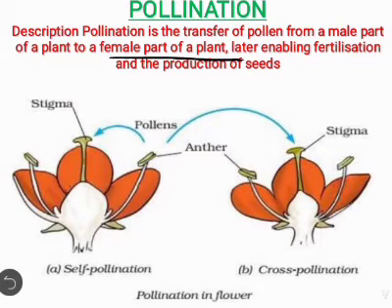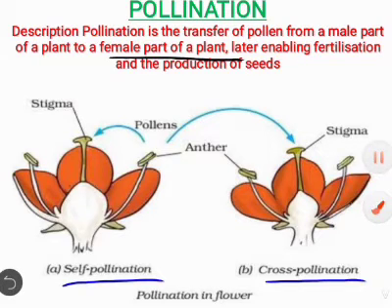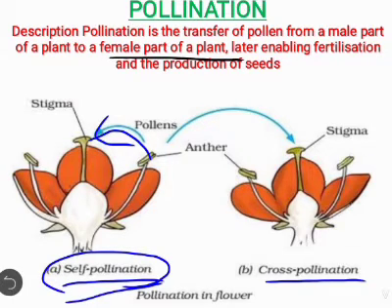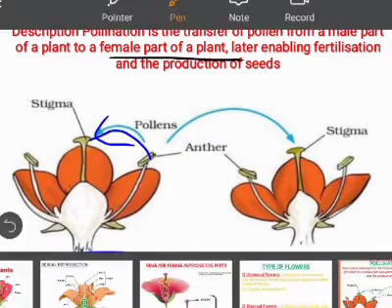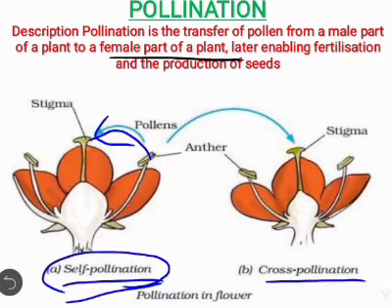Pollination is of two types. First one is self-pollination and second one is cross-pollination. If the pollen grains from a flower reach the stigma of the same flower or another flower of the same plant, it is known as self-pollination. That is, transfer of pollen from stamen or anther to the stigma of the same flower or a different flower of the same plant is known as self-pollination.